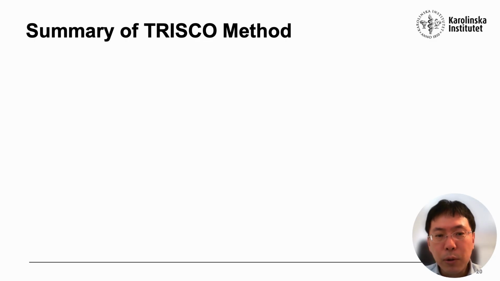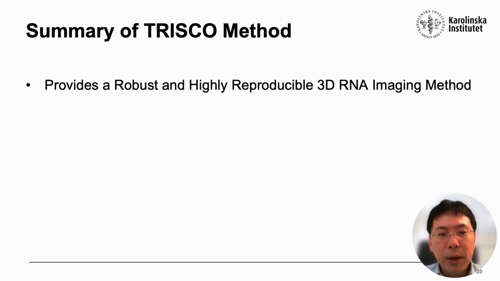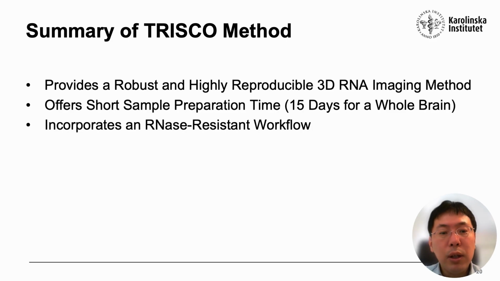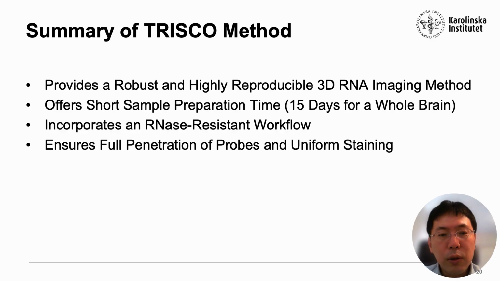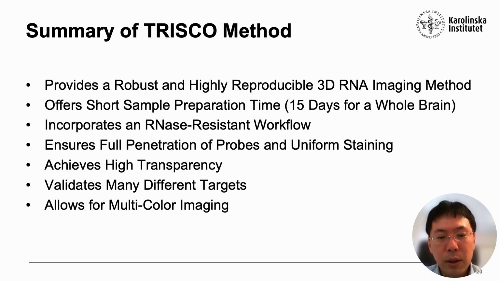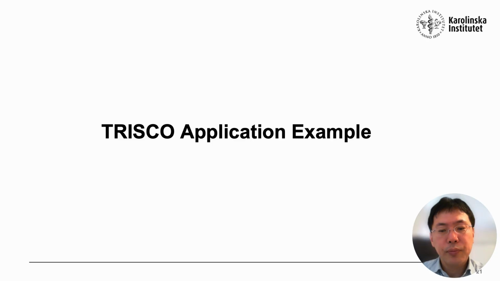Here is a summary of the TRISCO method. It's a robust and highly reproducible 3D RNA imaging method. Sample preparation takes 15 days in total for whole adult mouse brains. TRISCO is resistant to RNA degradation. Staining is fully uniform even in deep tissue areas, and the method achieves high transparency. We validated many different target genes, and the workflow supports multicolor imaging.